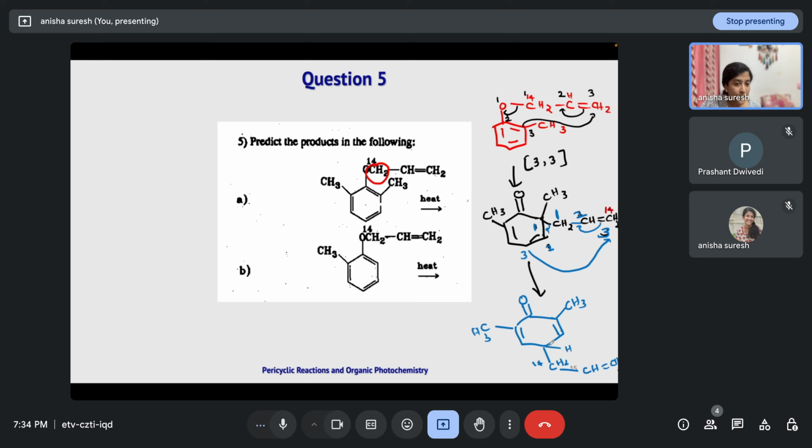Now this proton will be lost, resulting in aromatization, and we will be getting the final product like this, OH, CH3, CH3, CH2, CH double bond CH2. So here the labeled carbon will be coming at this side. So that will be the final product of A reaction. Okay.